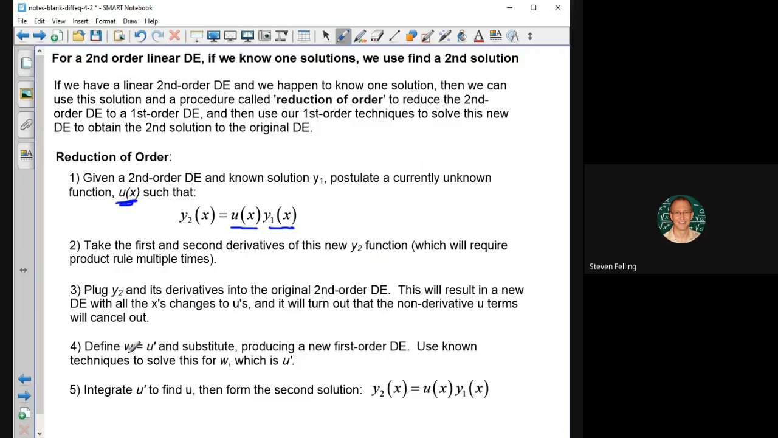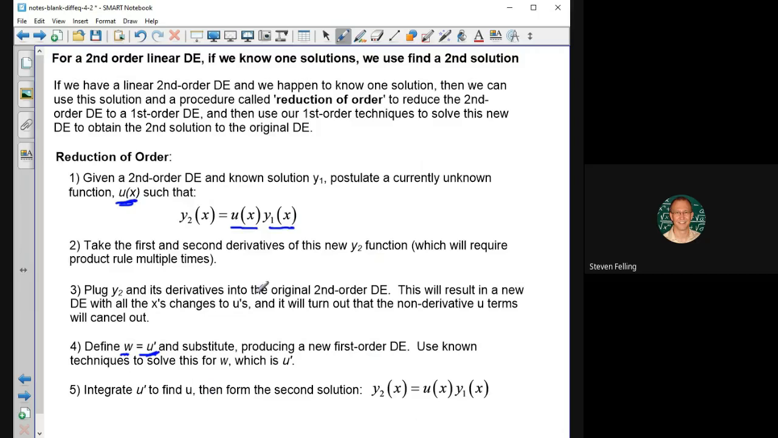And then we're going to define a new symbol w, doesn't matter what letter, but we'll just use w, to be u prime. When we substitute, the second derivative will become a first derivative, and the first derivative will become a w. That will produce a new first order differential equation, and then we can use techniques like an integrating factor to solve for that. That will be the solution for w, which is u prime. Then we'll take the antiderivative, integrate u prime to find u.